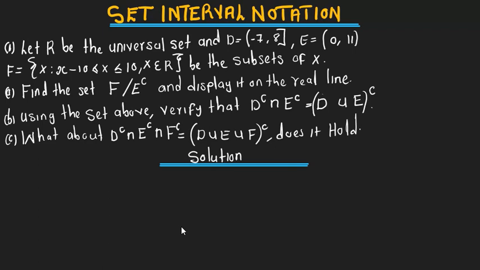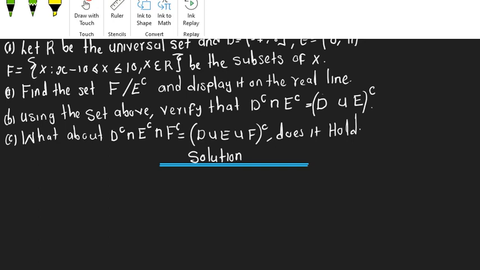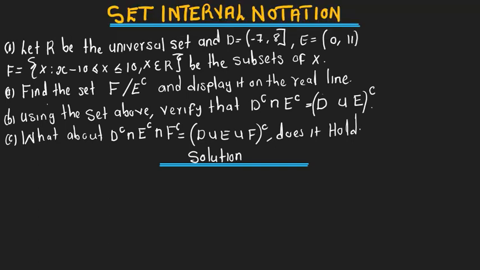So I think people had quite a lot of challenges solving questions that involve De Morgan's law. Well, they are quite simple, so I'm going to show you just how to solve this particular question. Let me just get my board. So the first thing to do, of course, is to draw the real line. We have been told that we let R be the universal set. R is a set of all real numbers from negative infinity to positive infinity.